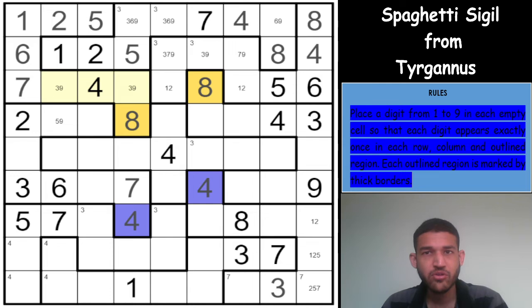So by the way, do any of you know what is spaghetti sigil? So I would dearly love to know what it means and why it's titled this way.